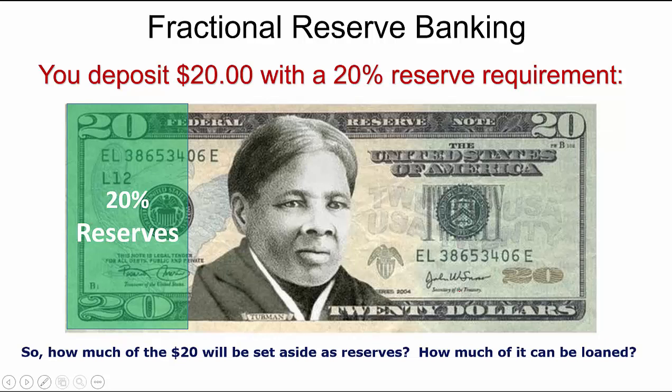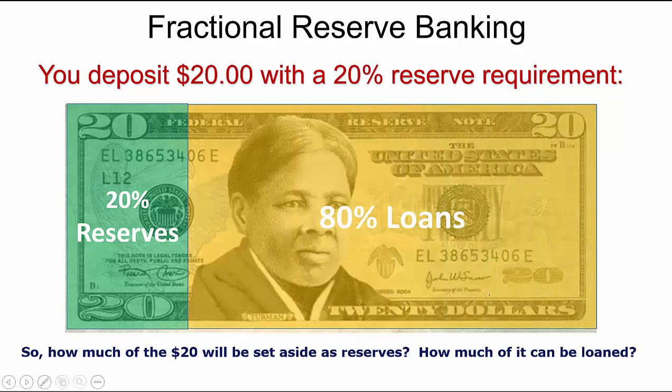That means they can't touch it. It goes in the vault, whatever. But the other 80%, that is now available for loans. And so basically what happens is your bank is going to set aside $4 as reserves, that's 20% of the 20, and it's going to loan out the other 16. That is what is meant by a fractional reserve banking system. So we're going to learn how banks create money by doing exactly what we just described.